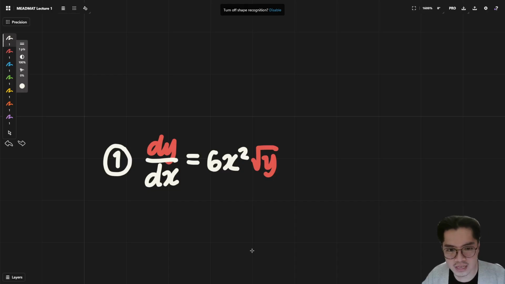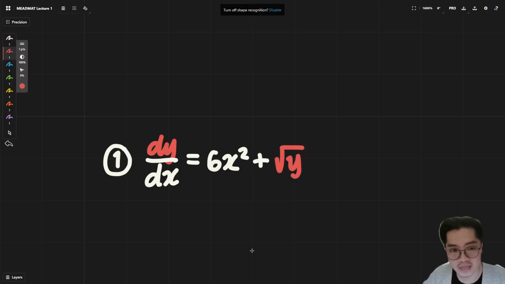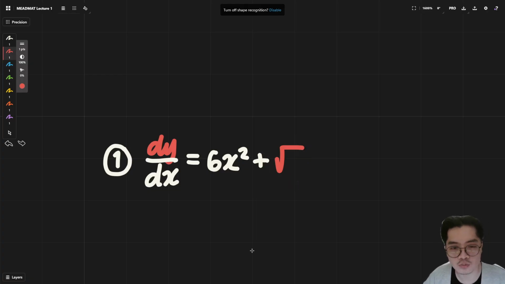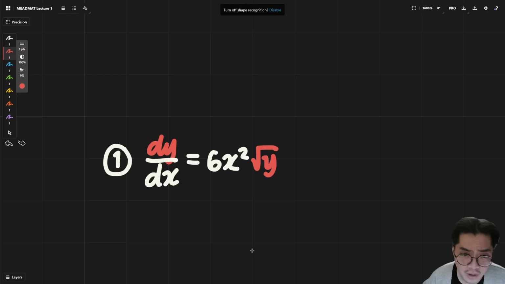So if, for example, something like this were to happen, this would already not be variable separable, because no matter how much you try to move around these two terms, 6x squared and square root of y, you will never get to stick the dx only on the x's and the dy only on the square root of y. They will always be somewhat together because of the addition symbol. That is why this thing is solvable via variable separable.